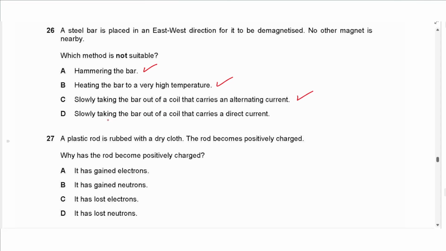That would work. Slowly take the bar out of the coil carrying a direct current. That would create a strong magnetic field. It helps magnetizing the bar, not demagnetizing the bar. So the answer is D. This is the one that is not suitable.